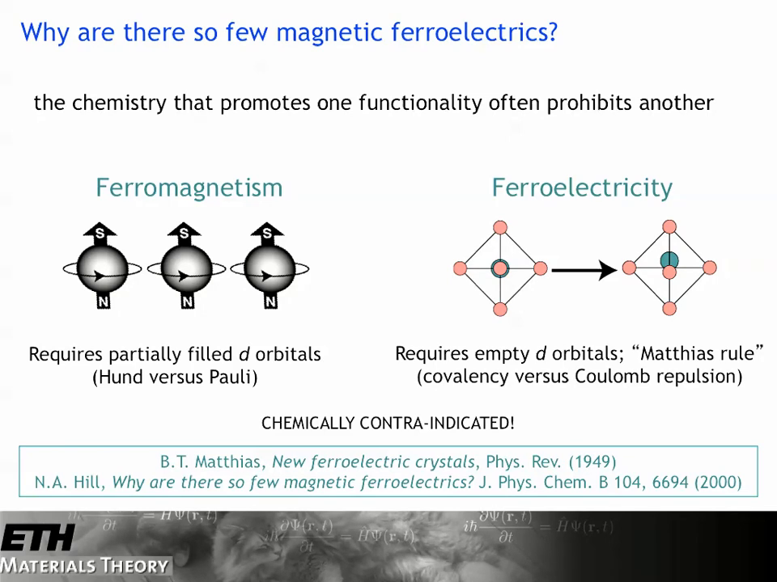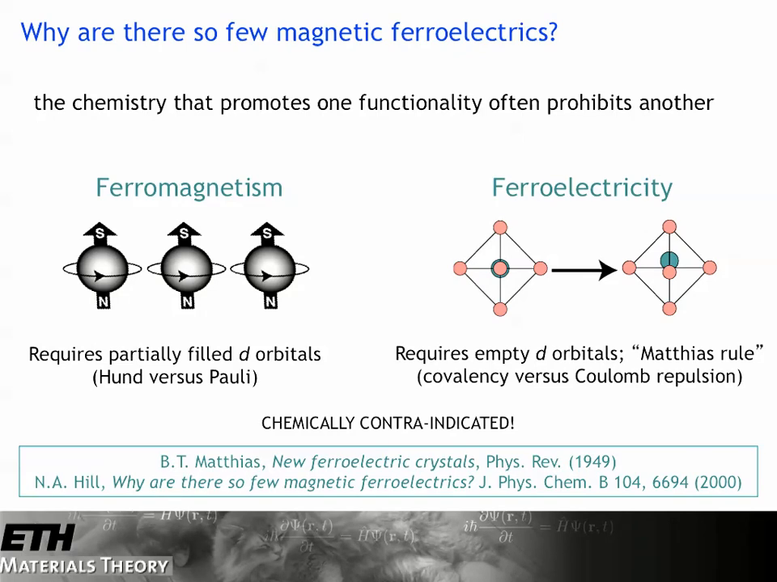I think the answers were already perhaps known, or the answers existed, but they'd just not been connected between the magnetism community and the ferroelectrics community. So let me give you just a quick summary of why this is. Basically, there's nothing fundamental prohibiting the coexistence of the two properties, but the kinds of chemistries that give you good ferroelectricity are different from the kinds of chemistries that give you good magnetism.